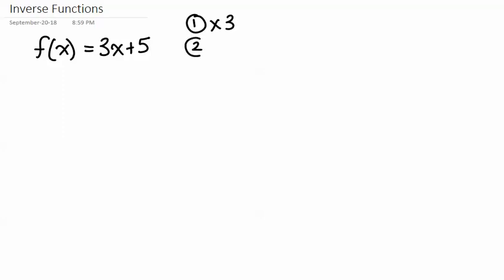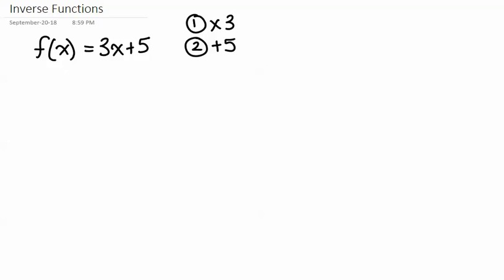Okay, inverse functions. Let's just take a look at the function 3x plus 5. An inverse function just undoes the original function. For example, in this function, the value of x is getting multiplied by 3. That's the first thing. And then we're adding 5.